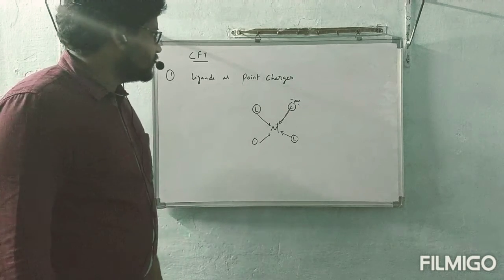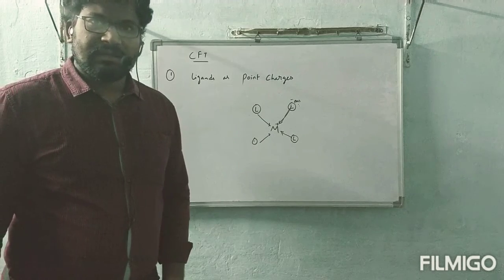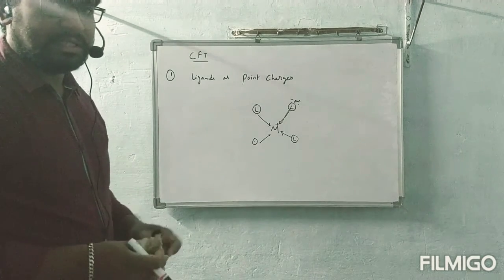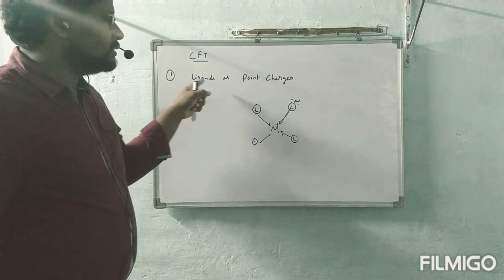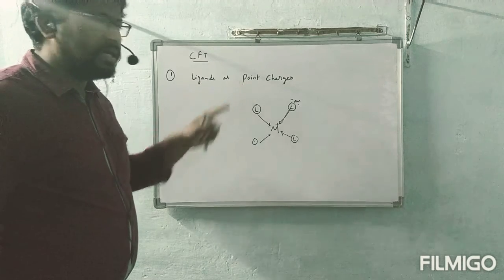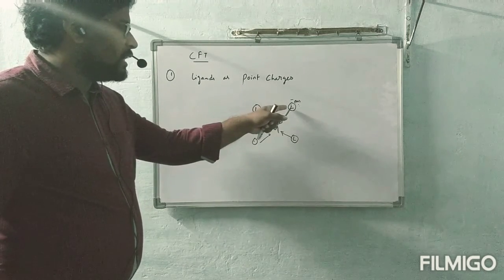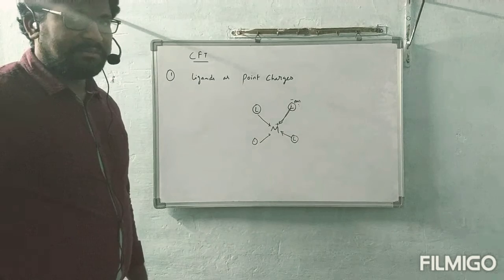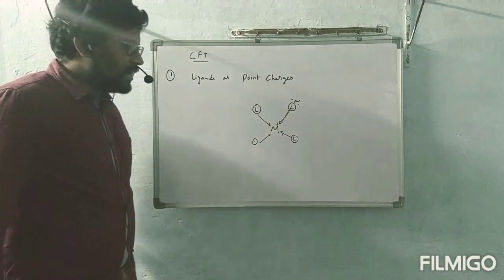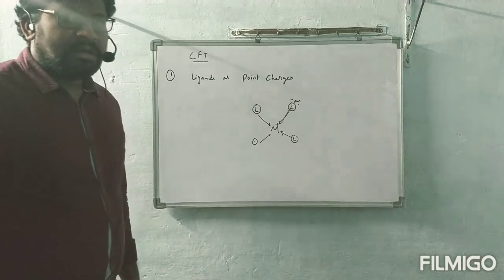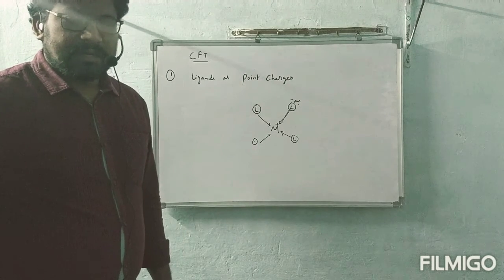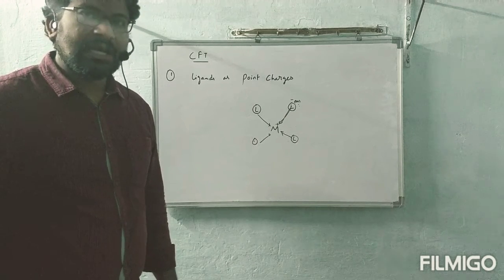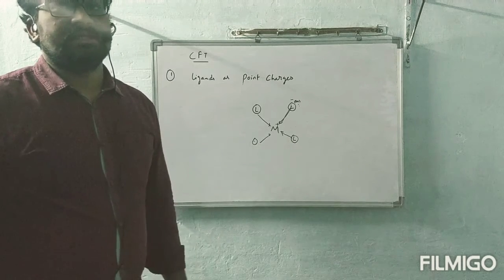First, we will continue with the concepts we completed yesterday. What is the main point considered in CFT? CFT considers ligands as point charges, even if the ligand is negatively charged or has a lone pair of electrons. When it approaches the central metal atom, there is a repulsion between that ligand and the metal. Because of that, the d orbitals in that metal atom face repulsions, and crystal field splitting happens.